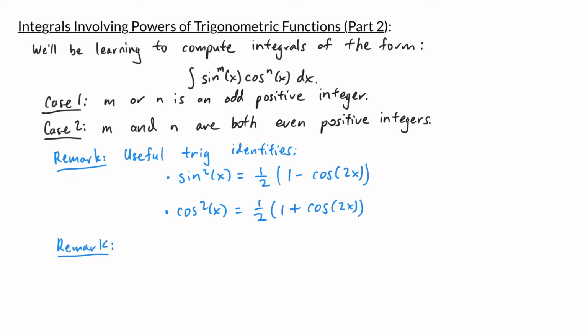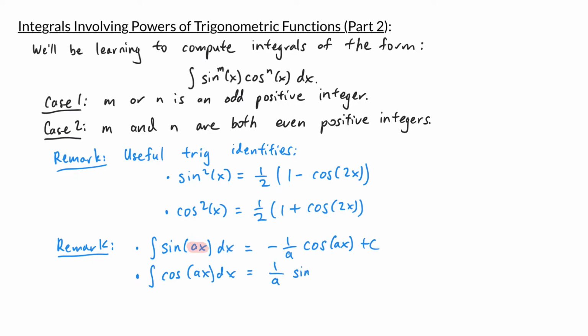Another thing to remember are the following integrals. The integral of sine of a times x is negative 1 over a times cosine of a times x plus c. If you are unsure of how we got this integral, remember you can compute this using substitution. Try letting u equals a times x. Similarly, the integral of cosine of ax dx is equal to 1 over a times sine of ax plus c. Now we're ready to look at some examples.